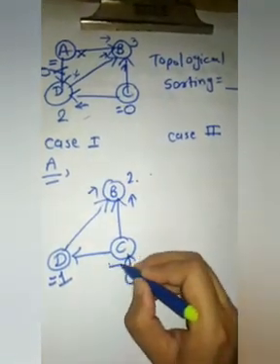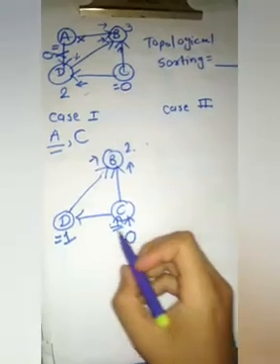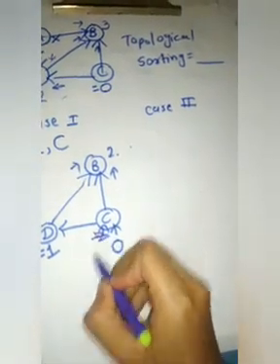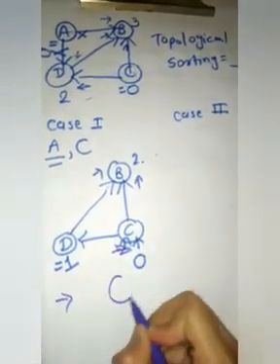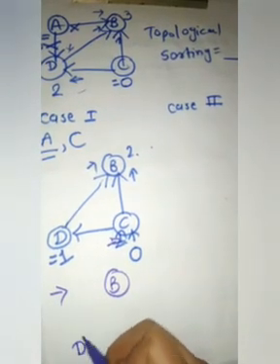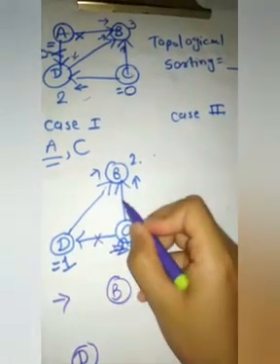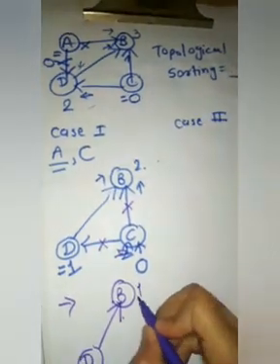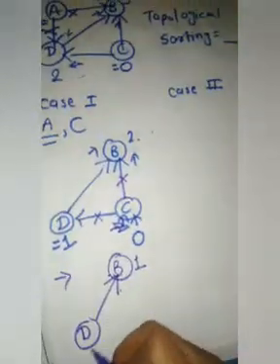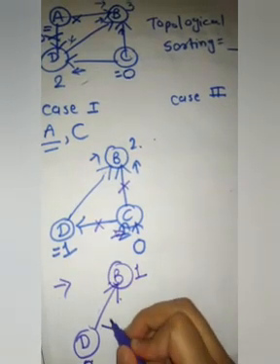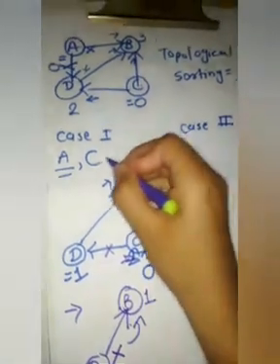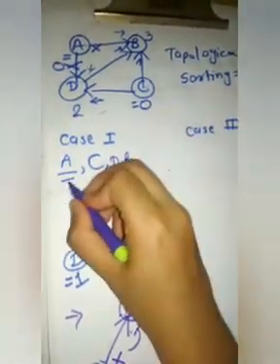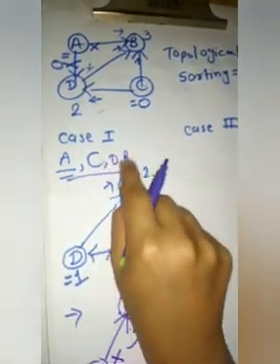So delete node C. Then these edges are deleted. B has 1 incoming degree and D has 0. So delete D and then B. So our one topological sorting is A, C, D, B.